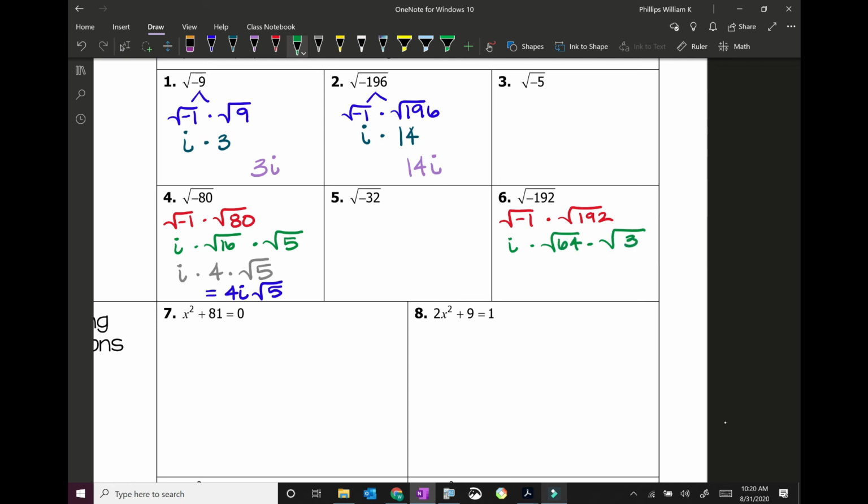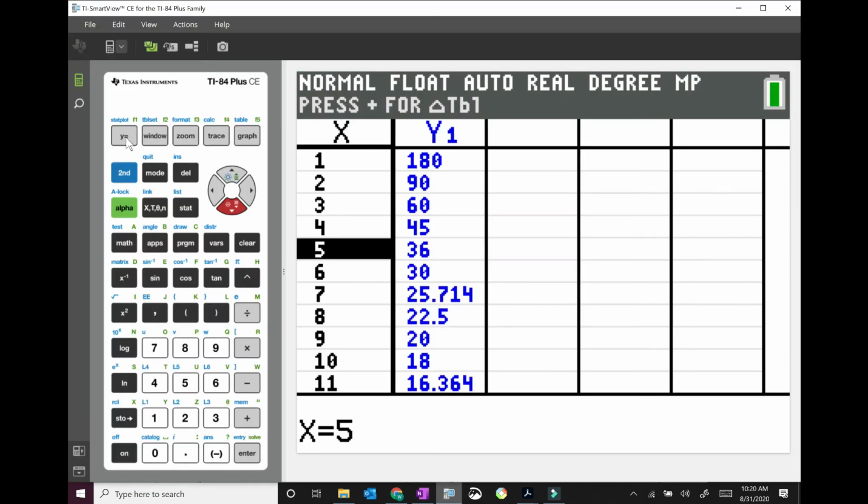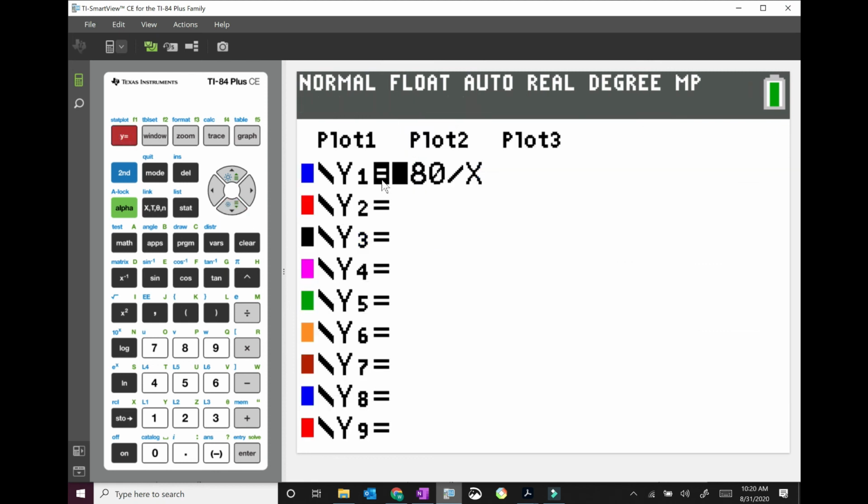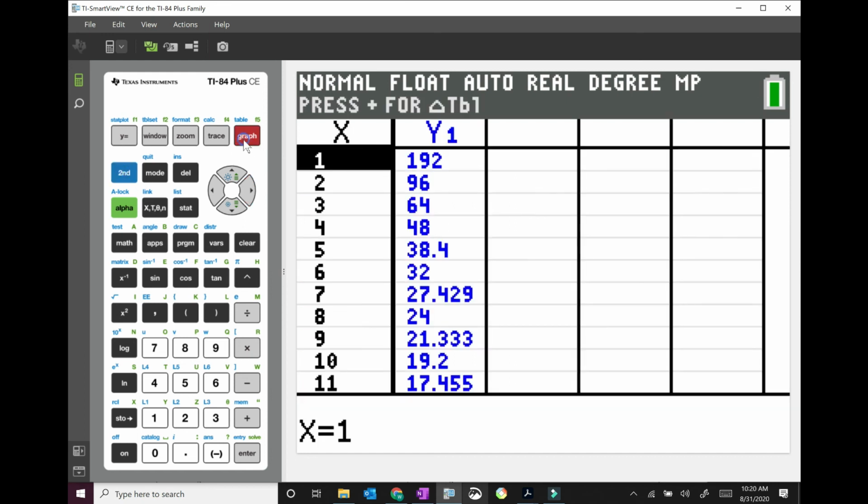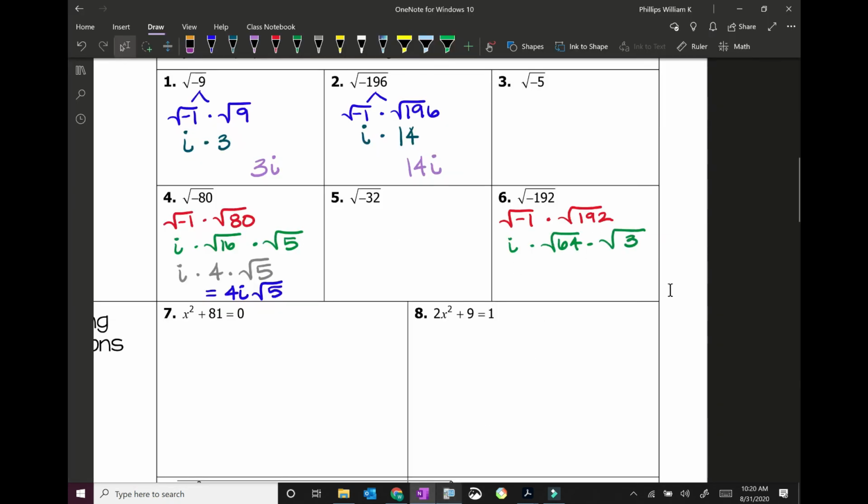Now, if you're watching this video and you want to know how I'm coming up with that, go to your calculator, click right here on the y equals, and type in the number that you're looking to simplify. Here, that was 192, and I'll say 192 divided by x. Now when I hit second graph, this gives me a table. What I'm doing is scrolling down and looking for the largest perfect square. I find that here at 3 and 64. So that's where these numbers are coming from.